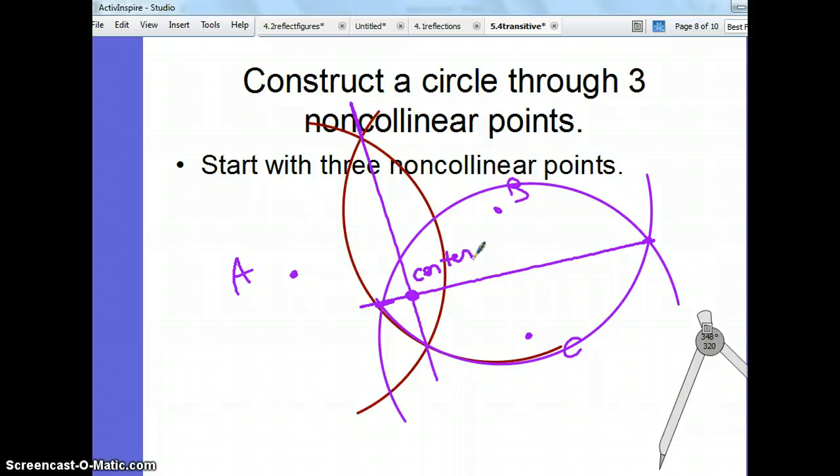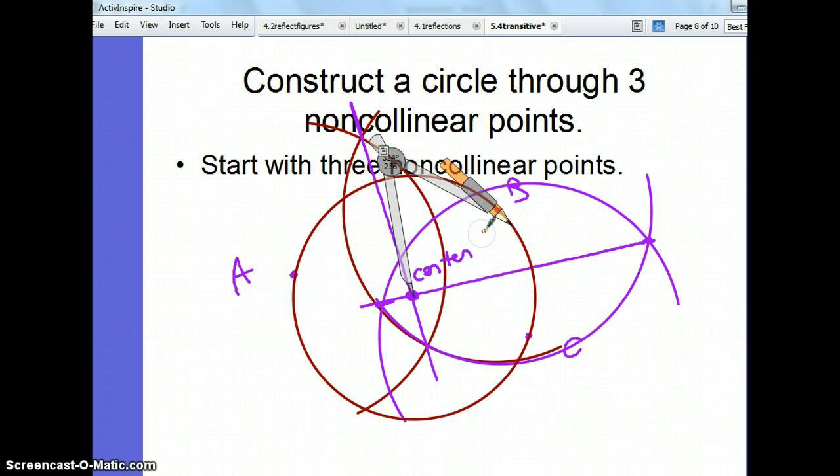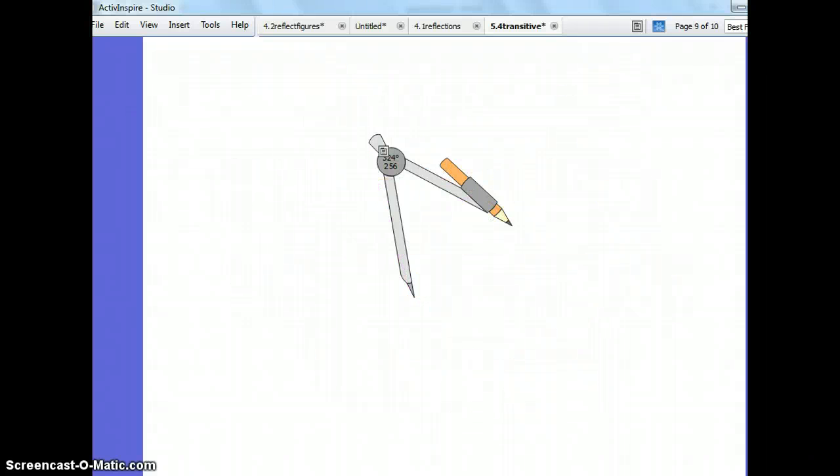So to finish this, we put the point there, and then we'll put the pencil on any one of our 3 points. I'm going to put it at B, go to red maybe here, and hopefully this will go through all 3 points. And it does. So to do the circle through 3 non-collinear points, you're going to do 2 perpendicular bisectors and find where they intersect. Hopefully that helped as we do using the transitive property again to do a proof.